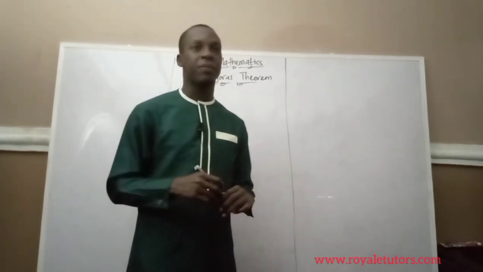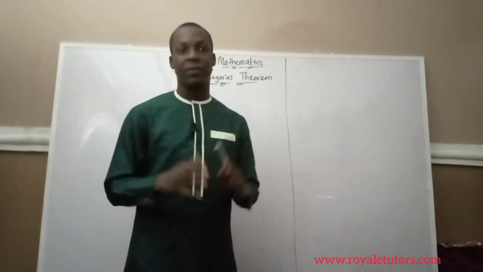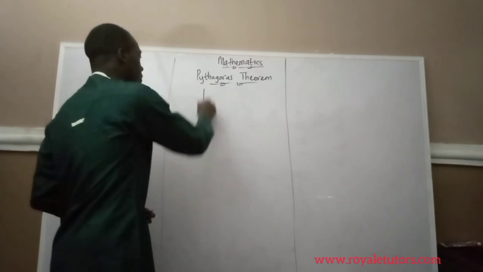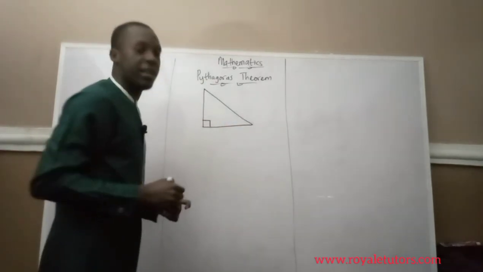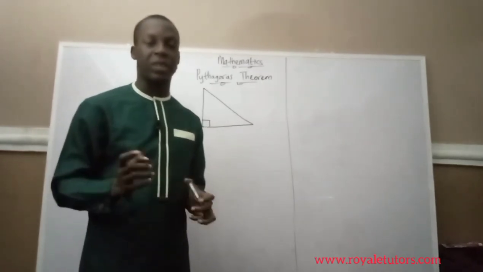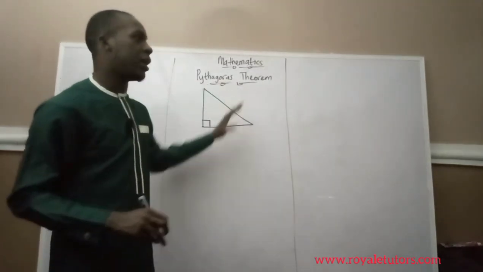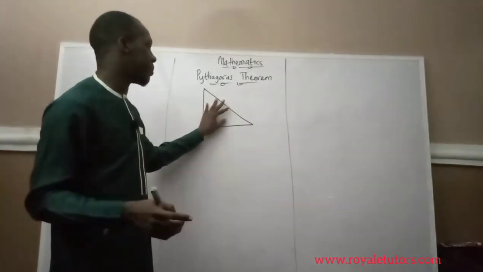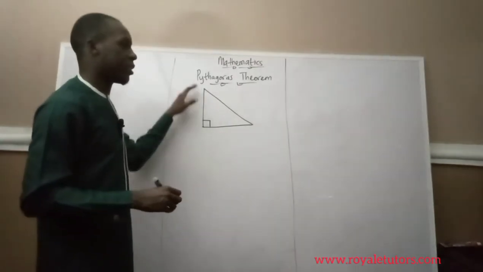We treated various types of triangle, and one of the types of triangle that we have is the right angle triangle, which is a triangle that has one of its angle to be 90 degrees. A right angle triangle is a triangle that has one of its angle to be 90 degrees. Now, when we're talking about Pythagoras theorem, most of the time we look at a right angle triangle. That's when we talk about a Pythagoras theorem.